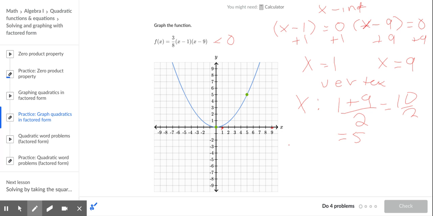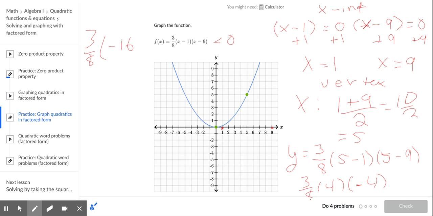Let's find the y value. I'm just going to plug 5 into my original equation. 5 minus 1, 5 minus 9. So 3/8, 5 minus 1 is 4, 5 minus 9 is negative 4. I'm going to write over here because I'm running out of room. So 3/8 times 4 times negative 4, which is negative 16. Then I can cancel the 8 with the 16, and that becomes a 2, right? 16 divided by 8 is 2. 2 times 3 is negative 6. Or you could just put this in a calculator if you're not sure on the mental math. So negative 6 is the y coordinate of my vertex.